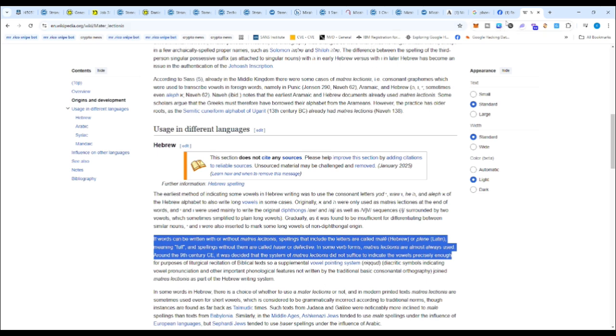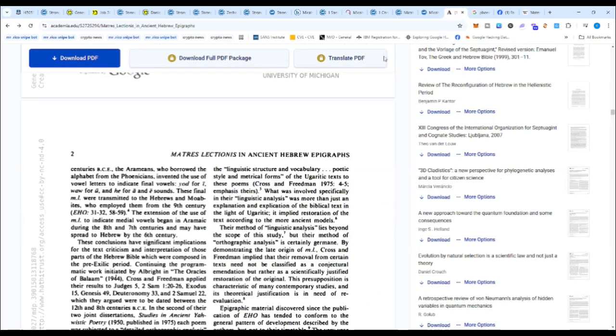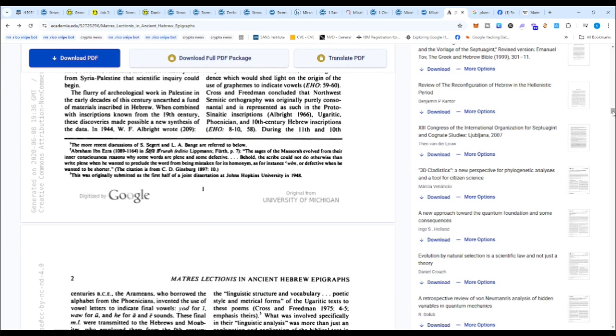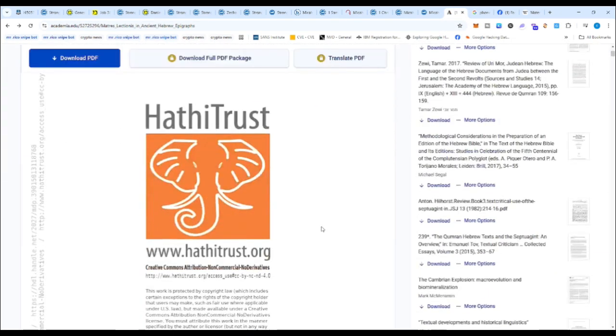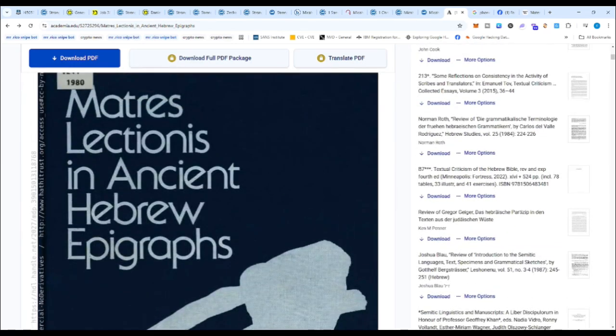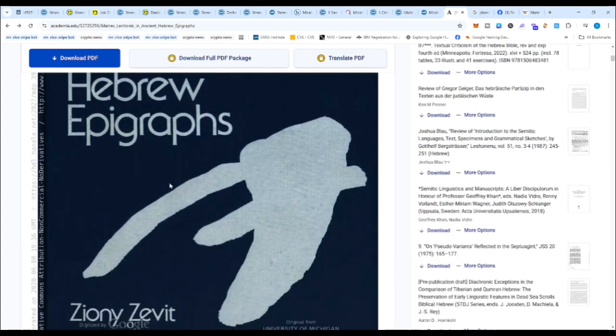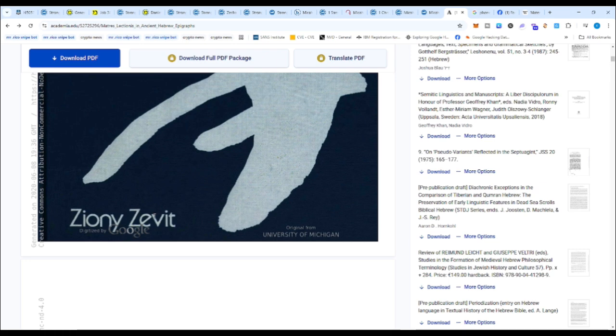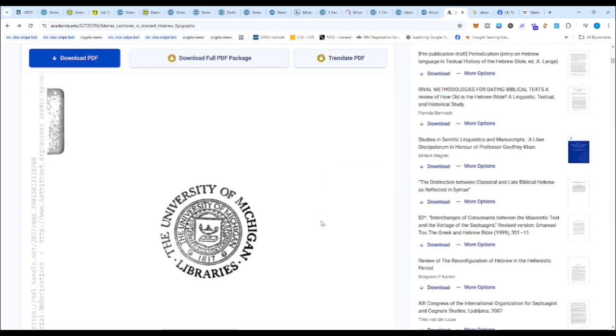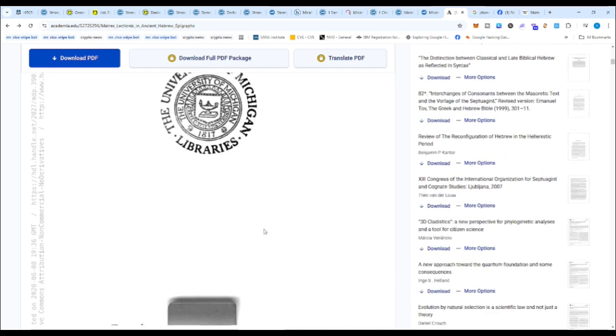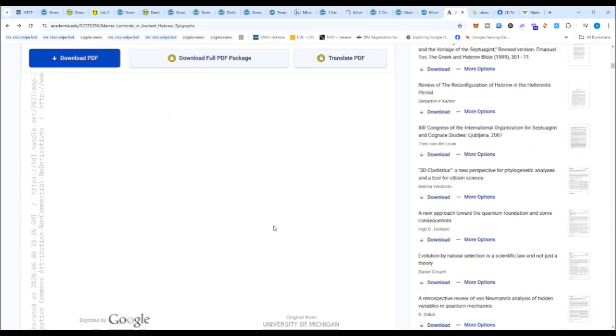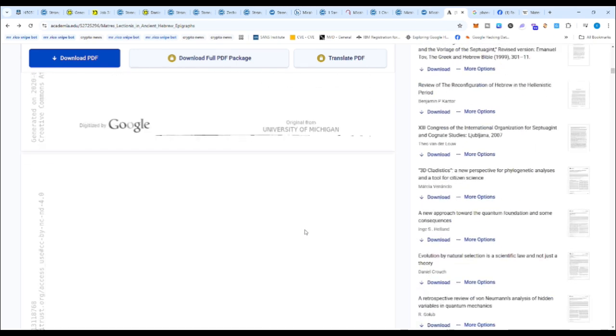Okay, now let's go into some historical documents. This book here is called Matres Lectionis in Ancient Hebrew Epigraphs, by Ziony Zevit, University of Michigan, stamp right there. Peer-reviewed, cited, etc.